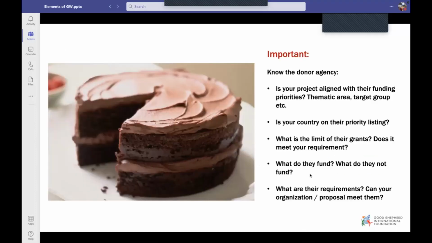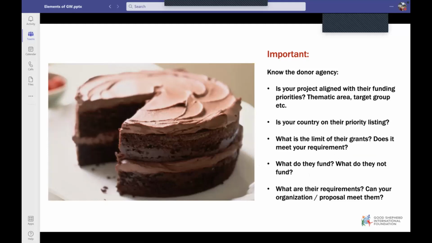So let's move on. The next important thing is to know the donor agency. Assuming you are applying, almost all of us here know about Mission Cara. Just as an example, if you're applying to Mission Cara, you really need to know, is your project aligned with the funding priorities of the donor agency in the thematic area, the target group, etc.?